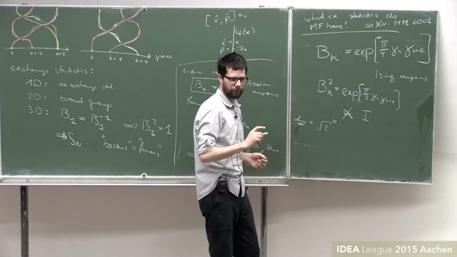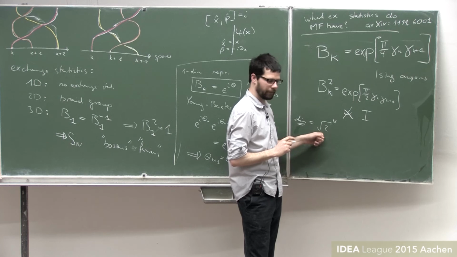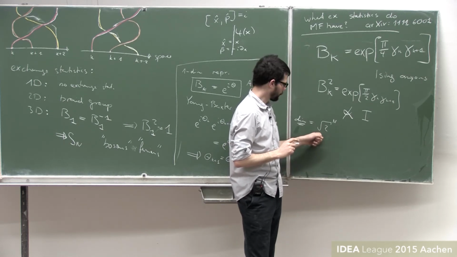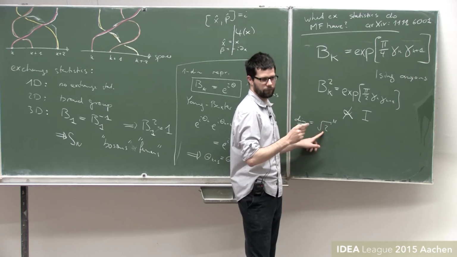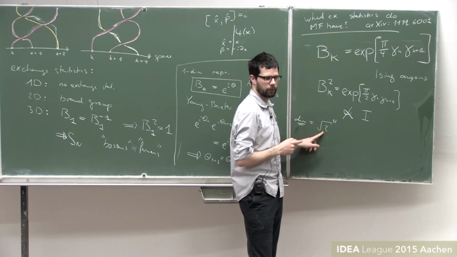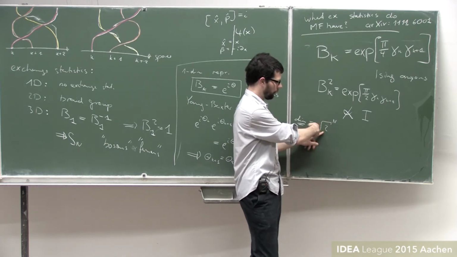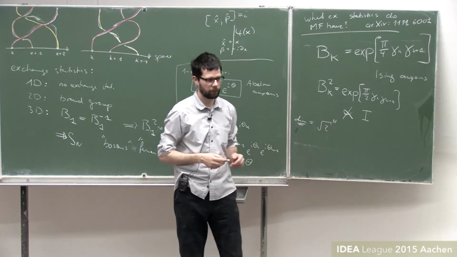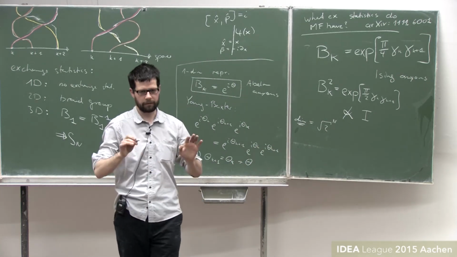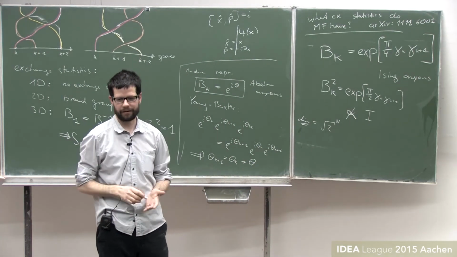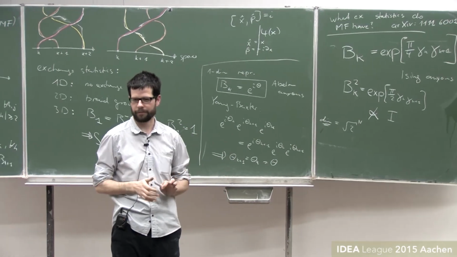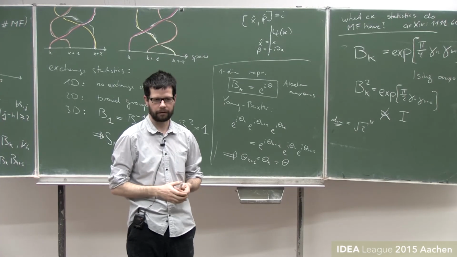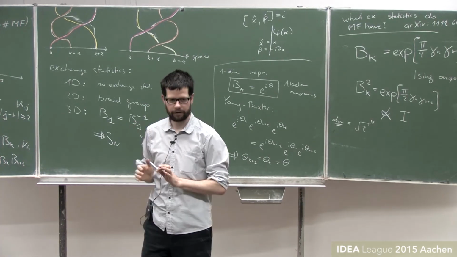And there are some arguments which, as far as I understand, are not yet completely proven, that if this is just a square root of something, then they're never universal for quantum computation. Fibonacci has more complicated behavior here. But the field is big, and there are many review articles, and depending on what part of the field you want to know more about, you can come to me afterwards, and maybe I can point you to a review article.